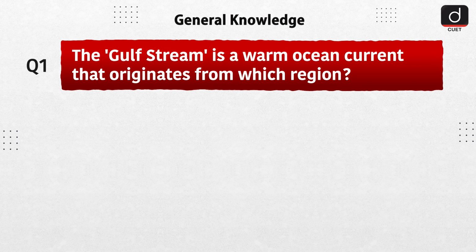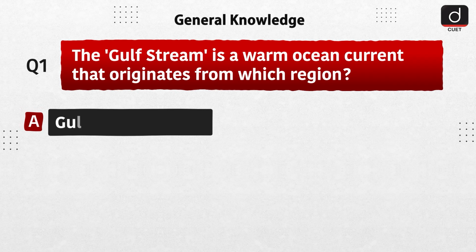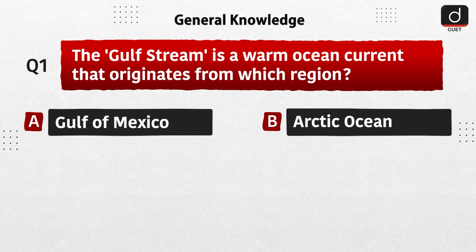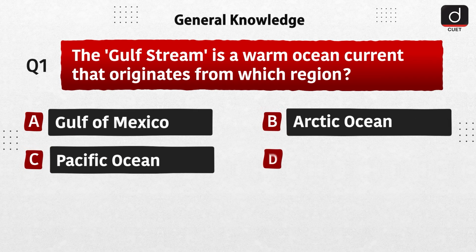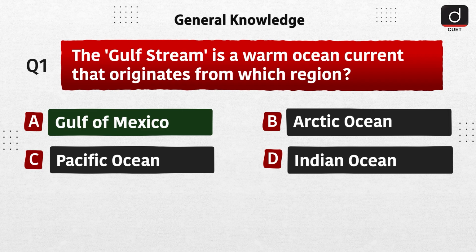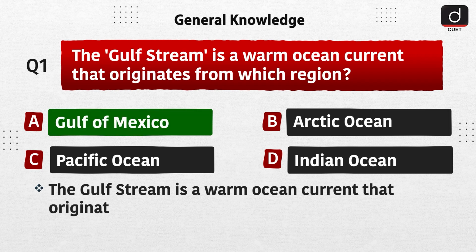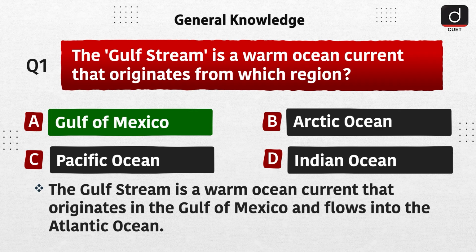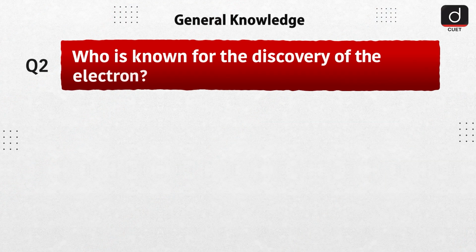Let's start today's episode. First question is, the Gulf Stream is a warm ocean current that originates from which region? A. Gulf of Mexico, B. Arctic Ocean, C. Pacific Ocean, D. Indian Ocean. The correct answer is option A, Gulf of Mexico. The Gulf Stream is a warm ocean current that originates in the Gulf of Mexico and flows into the Atlantic Ocean.